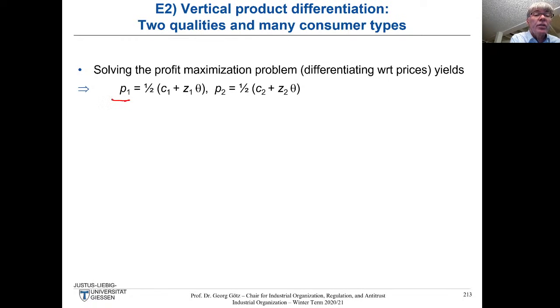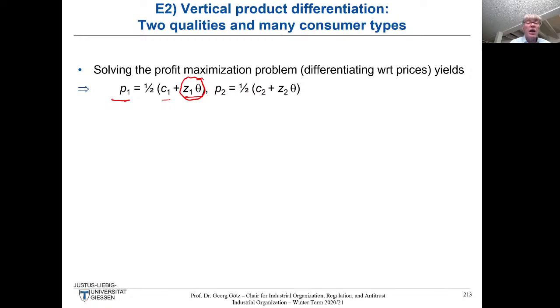Price 1 for the high quality would be 1/2 times C1 plus Z1 times theta. What does this mean? Remember, this is just the maximum willingness to pay for the quality. This is just as in our standard example where we have a linear demand with a vertical intercept of A. This is just A plus C over 2.